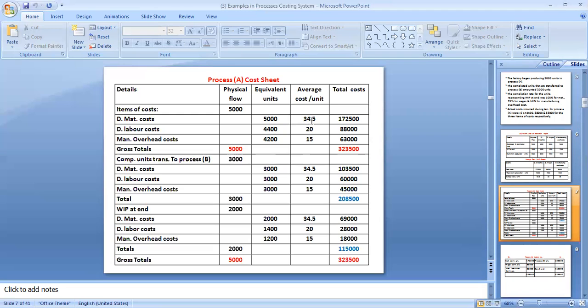5,000 times 34.5, 400 times 20, 200 times 15. This is the total. The output costs: completed units multiplied by material, labor, and indirect manufacturing cost. Ending work in process, 2,000 multiplied by material, labor, and overhead cost. Then I have the same total cost of output and total cost regarding the input cost.